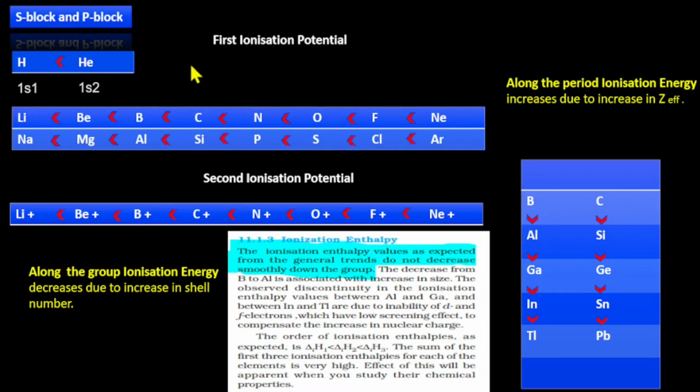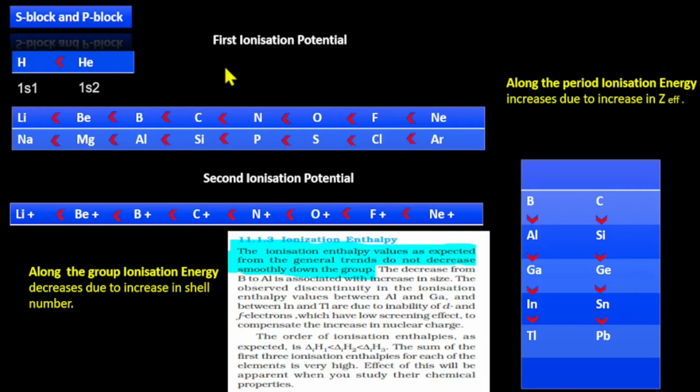Now more Z effective means more difficulty in removing the electron. So more energy is required, so ionization energy will increase. We have to provide more energy, then we can take out the electron. So if you see this, definitely this will have more ionization energy.